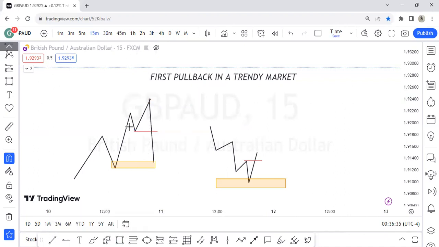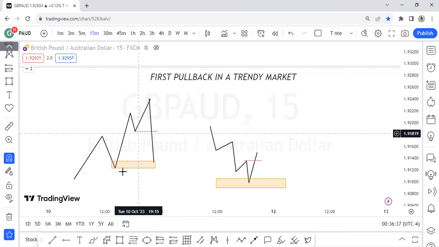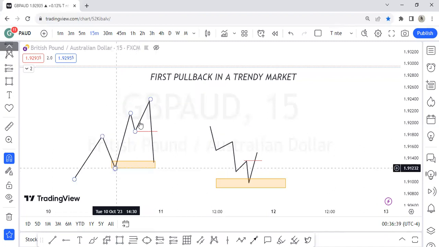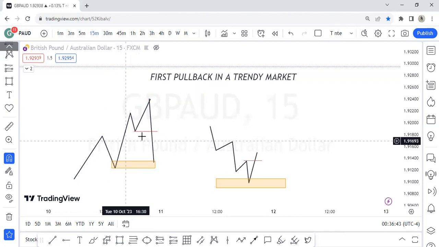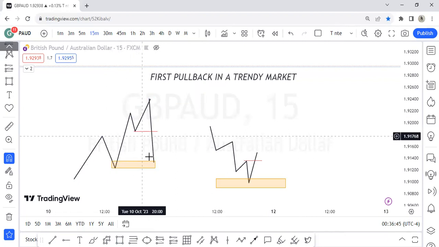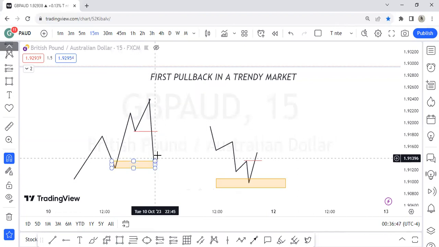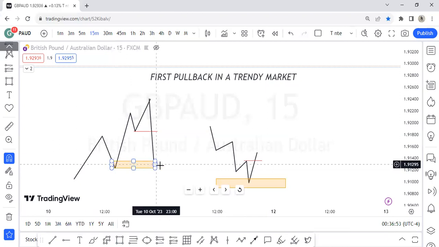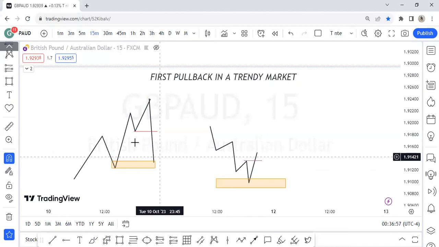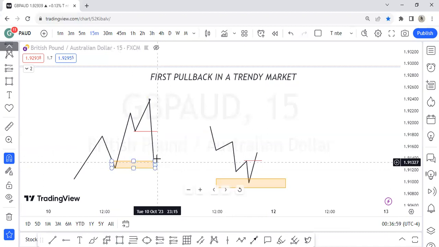Now, when you identify your inducement, the next thing you need to do is look for what? The unmitigated order block, the imbalance, the POI below that inducement. And there are two ways to do it. Either you put a limit directly, or you wait for lower time frame confirmation, right? So either you put a limit here, at the unmitigated block, or you simply wait for lower time frame confirmations.